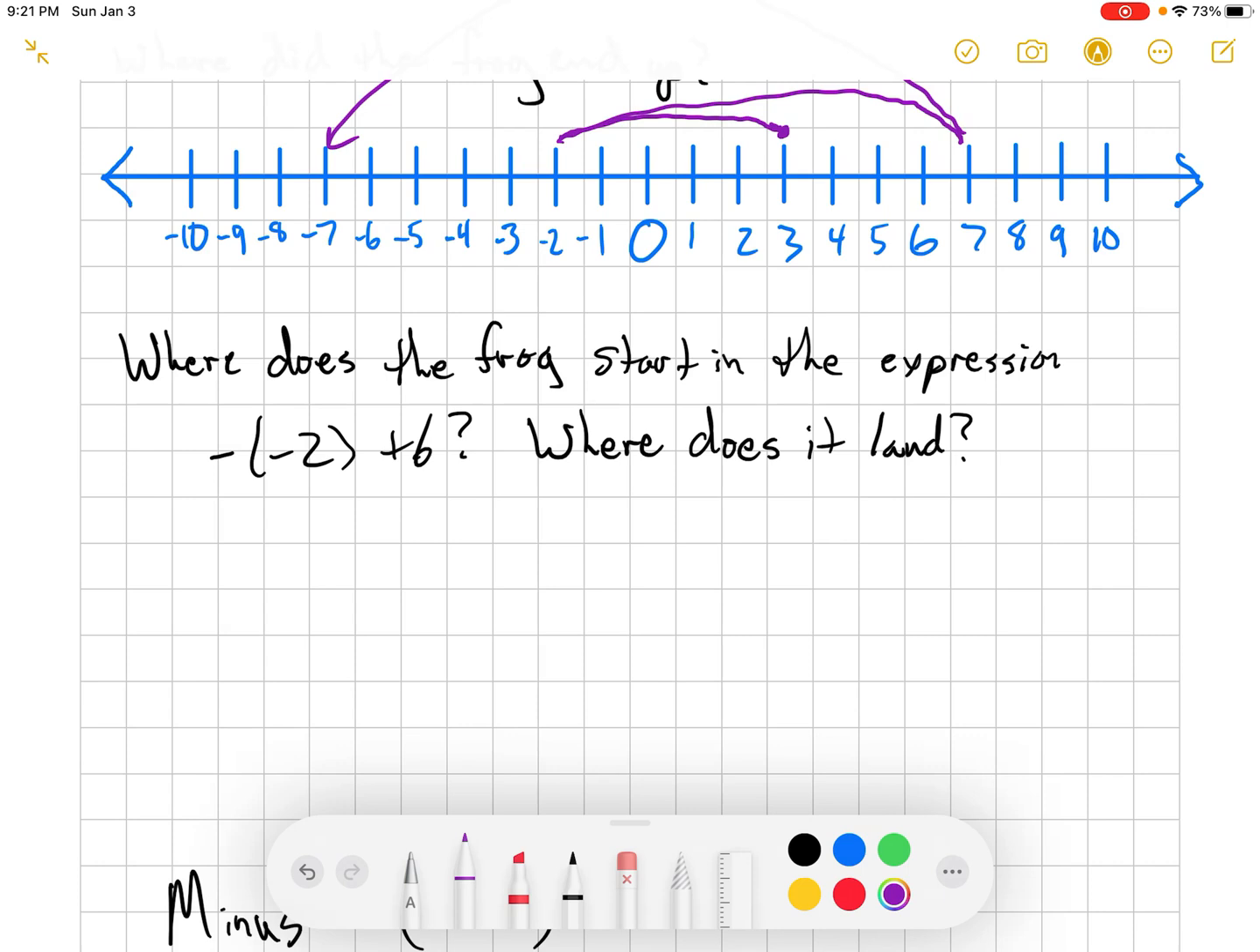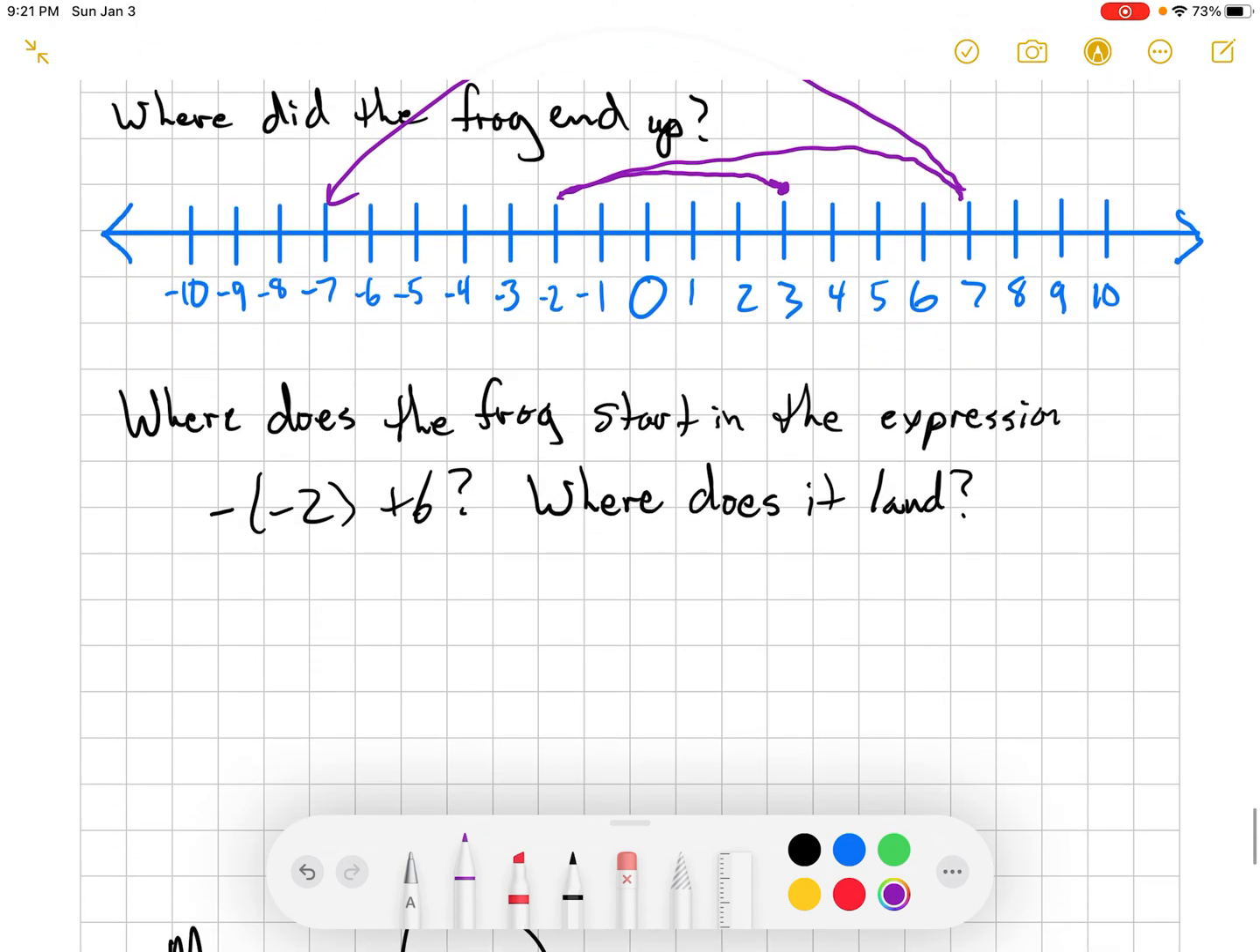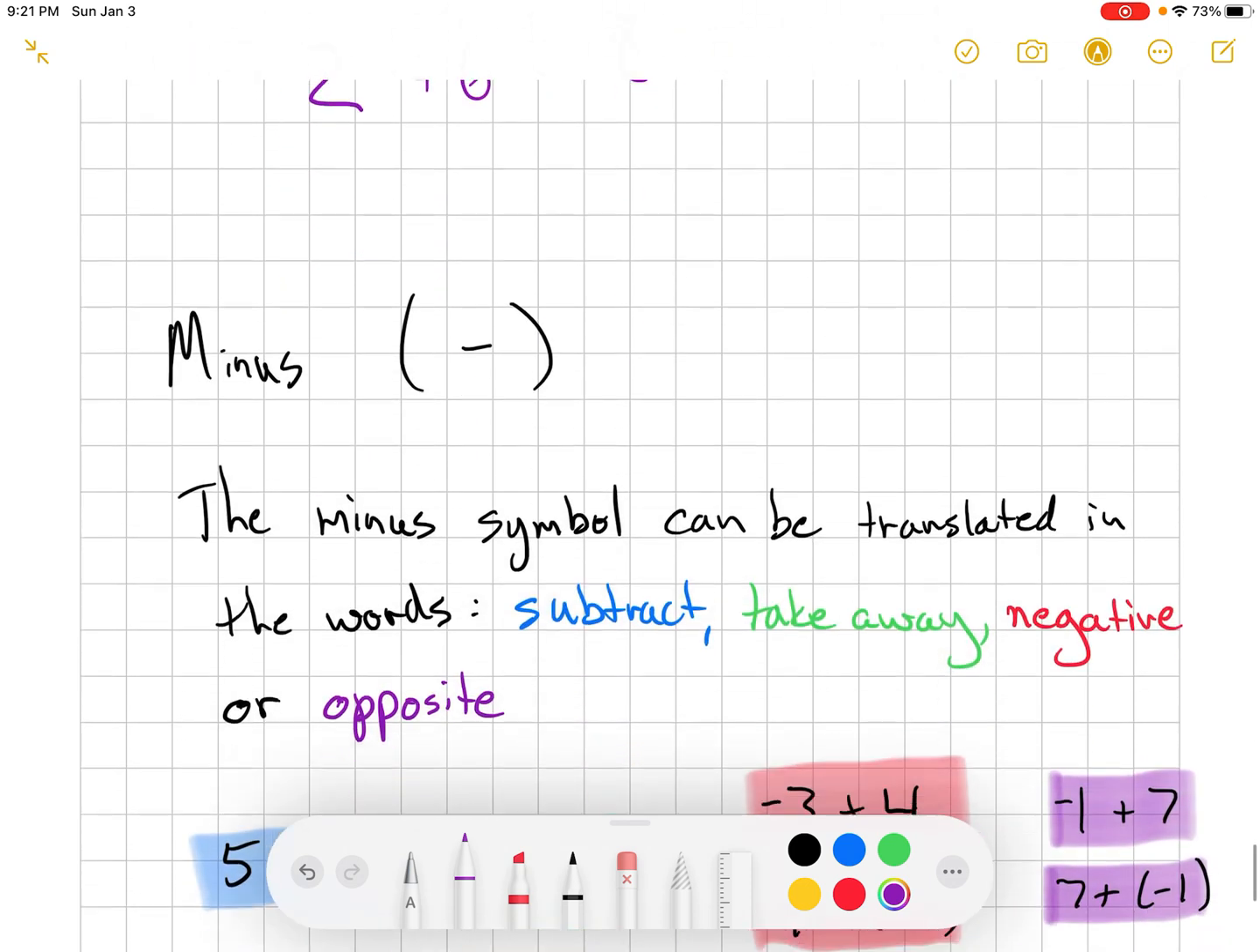All right, where does the frog start in this expression? The opposite of the opposite of negative 2, or opposite of 2, right? All right, and I think we've been starting to play around with this up here, up above, right? That's really 2 plus 6, right? 2 plus 6, where does it land? It lands at 8, doesn't it? Okay, so the opposite of 2.